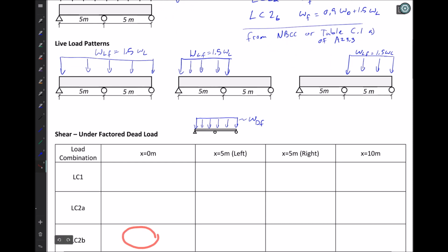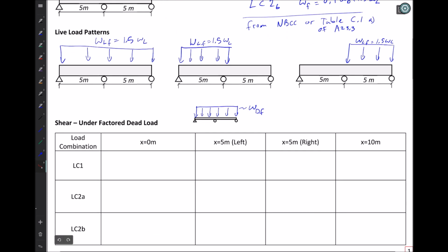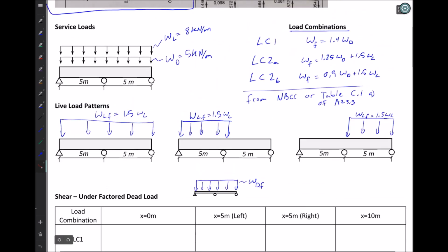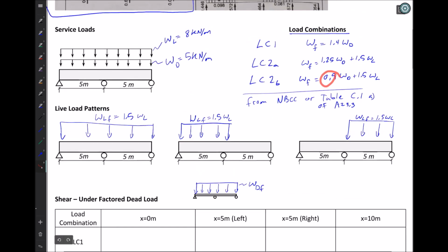The same thing will go down with load case 2b, load combination 2b. We'll scale it down from 1.4 to 0.9. Once we have all of those, we'll repeat the process and come up with the magnitudes of shear forces at those locations for the live loads.